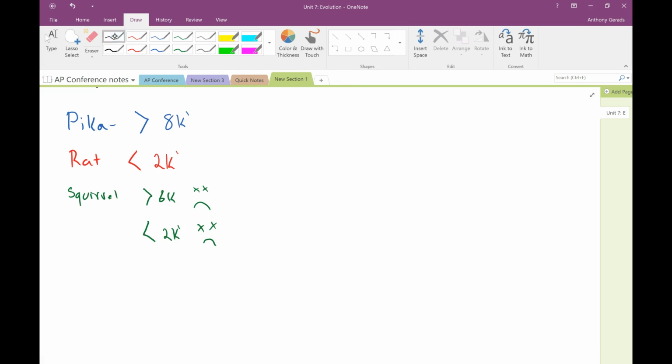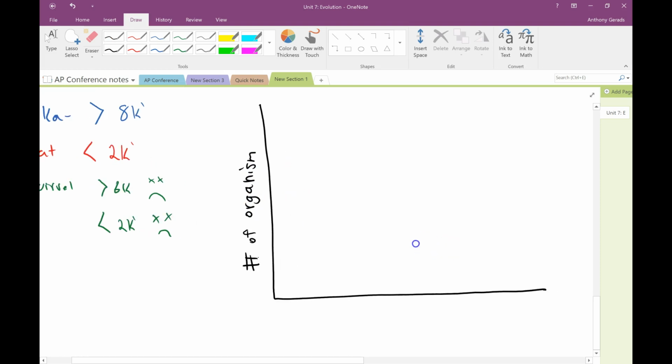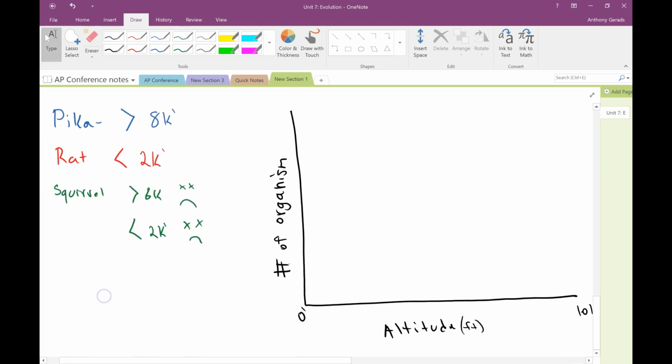Let's say I put this on a graph, though. And let's say right here, I've got number of organisms, and right here I've got altitude. I've got 0 feet, and I'll put it in feet. And I've got, let's say, 10,000 feet. Okay. What do you think the population at 0 feet altitude, what would the population of a rat be?